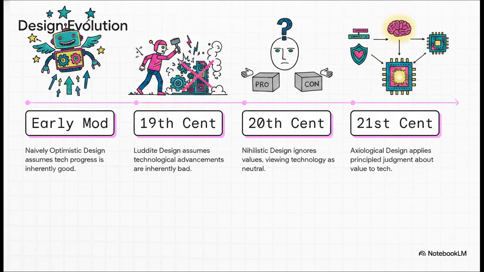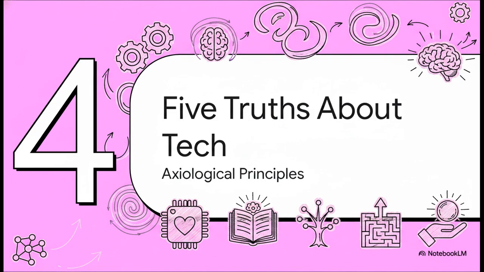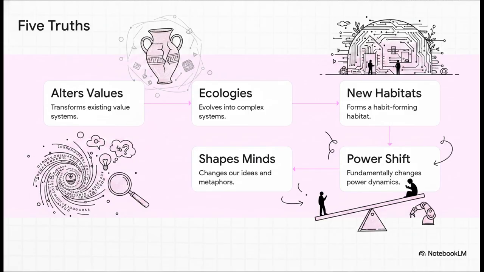And that brings us to the urgent necessity of the 21st century, axiological design. Section 4. 5 Truths About Technology. The Propositions Toward Axiological Design. To survive our current technological epoch, we simply must accept these hard-won insights from design science. Here they are. The 5 undeniable laws of how humans and machines interact.